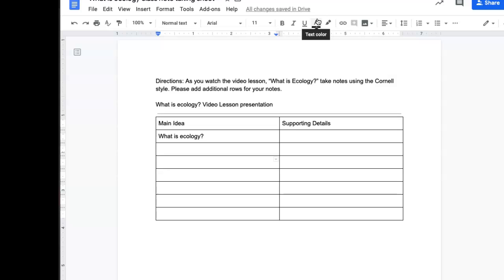But what you're going to do is as you're going through the video lesson, you're going to take notes using Cornell style. So remember, it's 2-column notes. The title of the notes are going to be what is ecology. We have a main idea and also supporting details. I started you off with the first main idea, which is what is ecology, and then the supporting details would be in your own words, what is ecology based on the notes that you took.